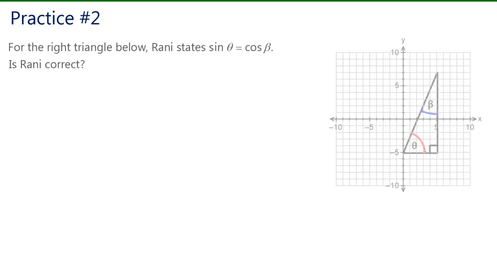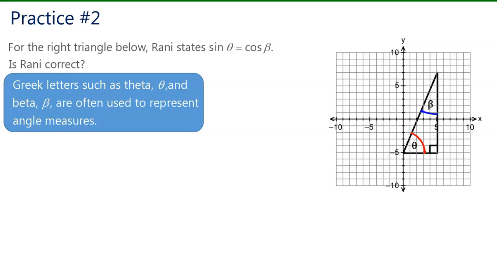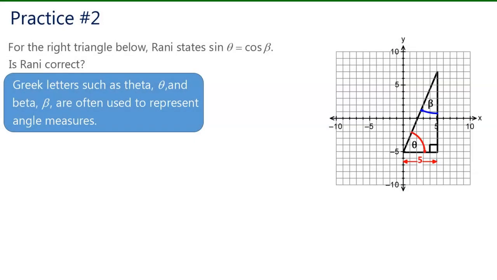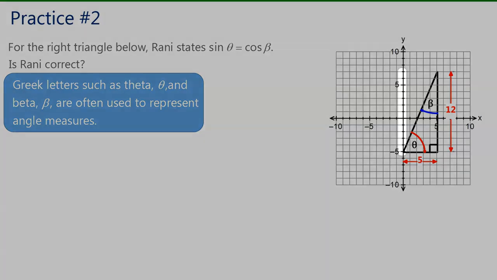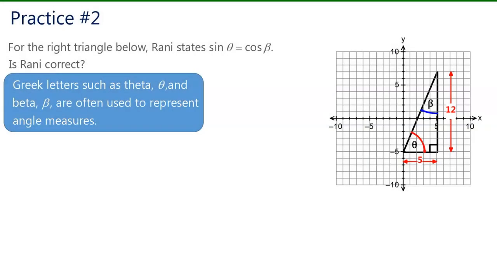Here's a second practice item. For the right triangle below, Ronnie states sine theta equals cosine beta. Is Ronnie correct? Recall that Greek letters such as theta and beta are often used to represent angle measures. You may wish to hit pause here and try this on your own. The short leg is 5 units from 0 to 5. The long leg is of length 12 from -5 to +7.